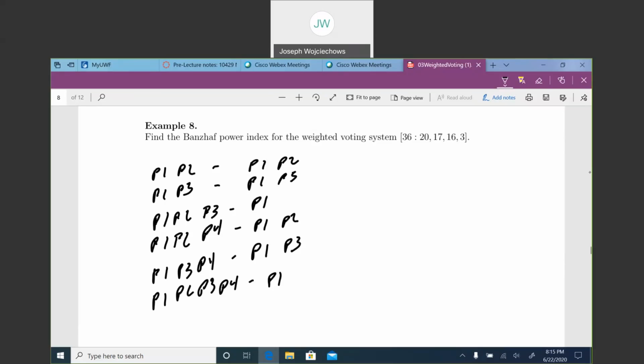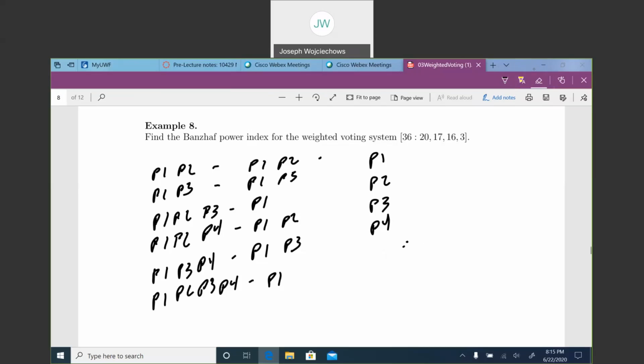So we have 2, 4, 5, 7, 9, 10. Player 1, player 2, player 3, player 4, player 5. Player 5 is 10, 0 out of 10. Player 4 was not, player 4, not 5.